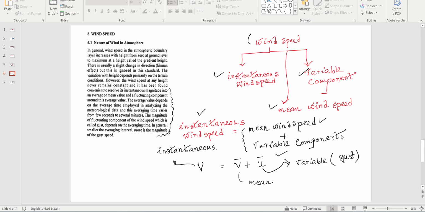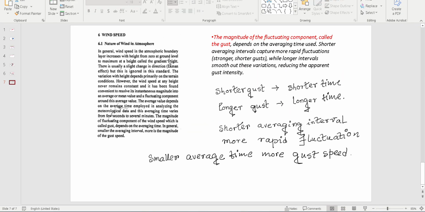And the variable component. This variable component we generally regard as the gust. That means instantaneous and mean value, and the variable part is the gust. So if we want to evaluate the instantaneous wind speed, we have to sum up the mean wind speed with the variable component, and in this way we get the instantaneous speed. Till now we have not known what the meaning of gust is. So gust means the magnitude of the fluctuating component, depending upon the averaging time used.